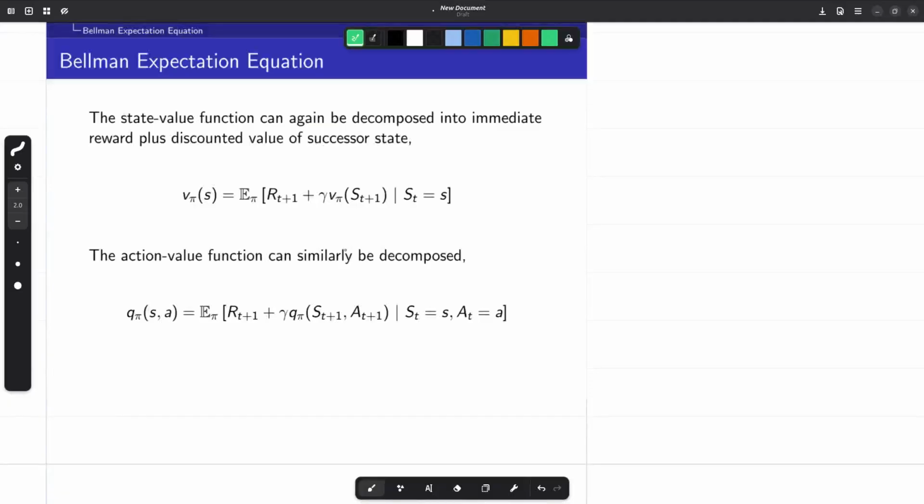We have the same Bellman equation that we had for our states for action values. So we have exactly the same equation. As we had the expectation of immediate reward plus our discount factor times the value of the next state, in this particular case, for the action value function, again, we have the same reward and we have the next action value that we should use.